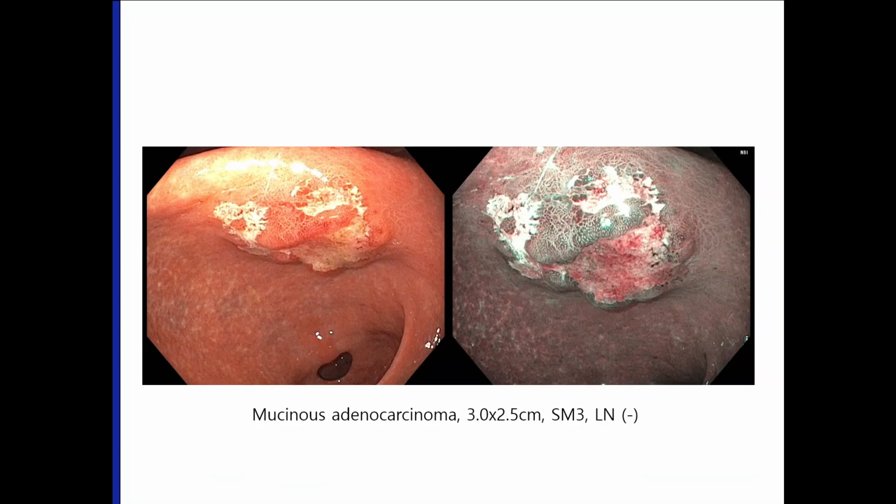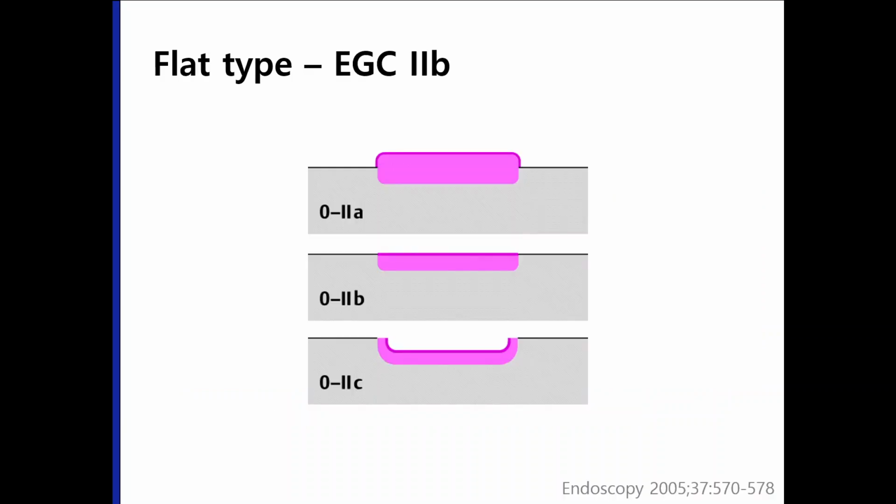What's your opinion? I think it is a 2A plus 2C lesion. EGC 2A to 2C are all superficial cancers, but EGC 2B is a truly flat type early gastric cancer.